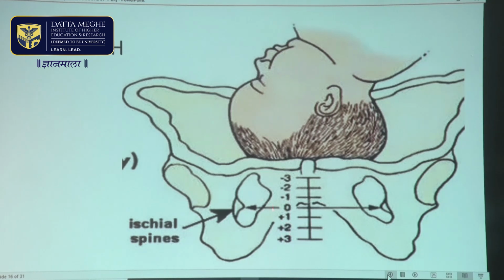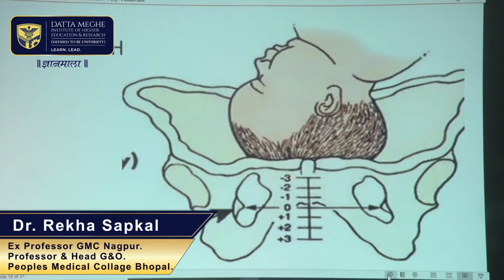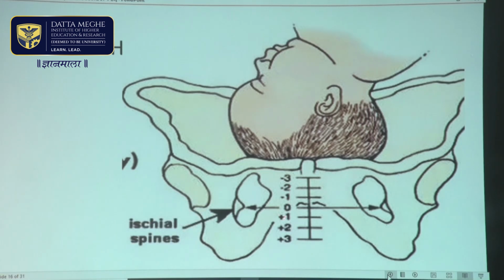So, this station of the head in Bishop's score is predicted, starts from -3, then -2, then -1 and 0, +1 like that. So, the station of head is also predicted in the Bishop's score.